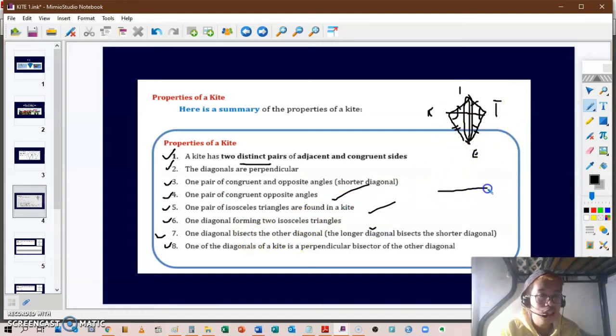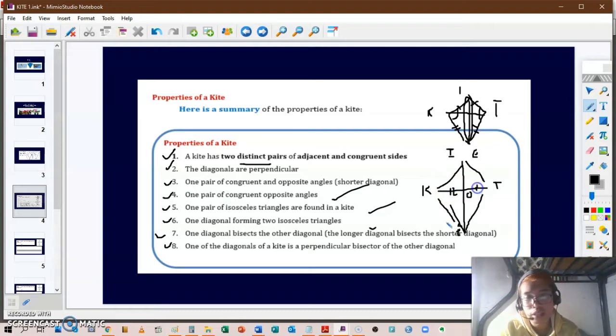So it's usually the longer diagonal that bisects the shorter diagonal. If we have here a diagonal KT, it is bisected by this line segment IE on the kite. So that means if we have a point, let's say a point O here at the center, then we can say that line segment KO is congruent to line segment KT.